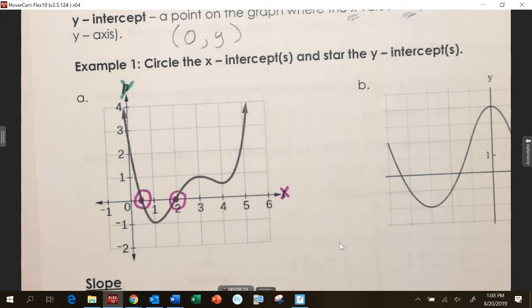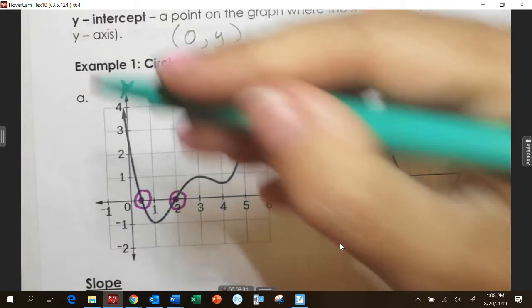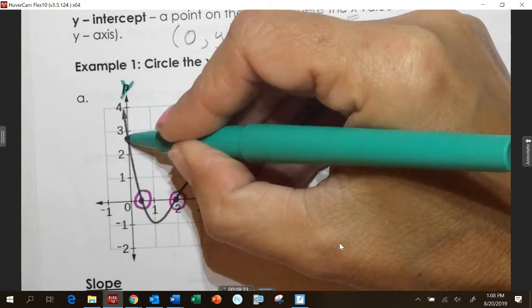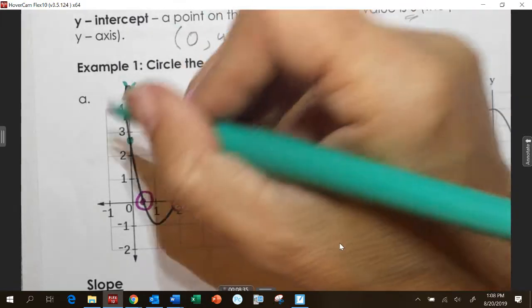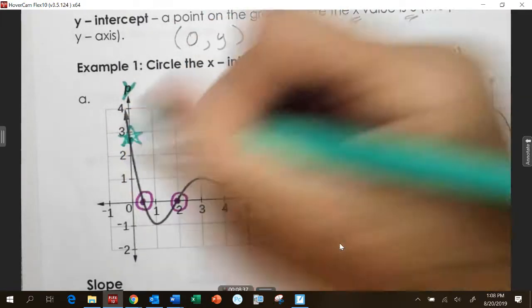Alright? And then it says put a star for the y-intercept. So we look at the y-axis. And I don't know what decimal it is. It's somewhere about right there. We need to star that baby. There we go.